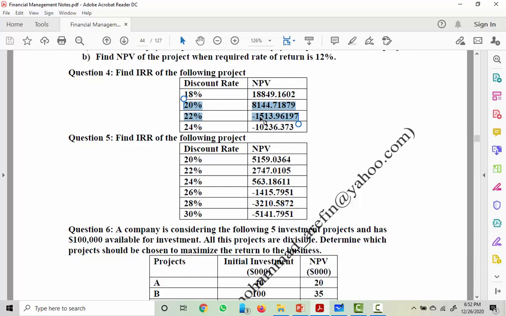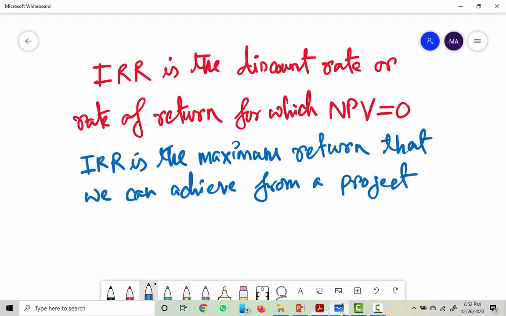So we need to find out where NPV is 0. That means we need to find IRR, the discount rate where NPV is 0. So obviously NPV is 0 somewhere in between, when the discount rate is between 20 to 22%. Right. So let us calculate IRR then.